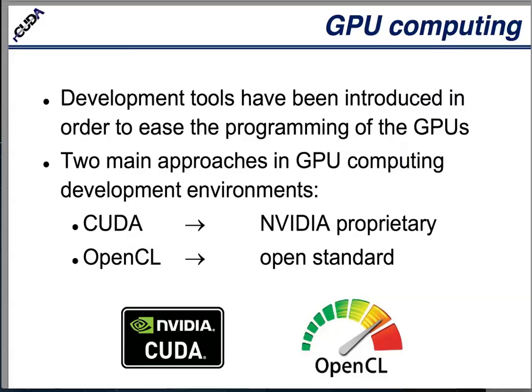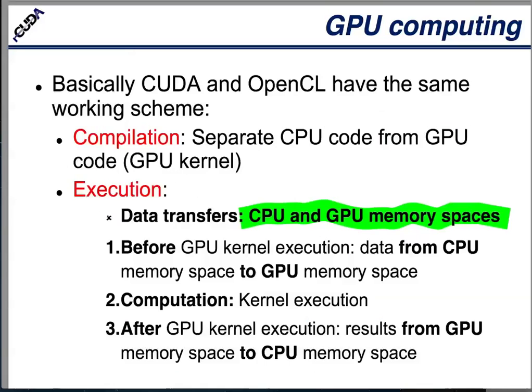From the development point of view, there are two main approaches, CUDA and OpenCL. Both have been created to ease the programming of GPUs, and basically both have the same working scheme. In the compilation step, we generate CPU code and GPU code, the GPU code being the GPU kernel. And in the execution step, there must be data transfer between the GPU and CPU memory spaces.